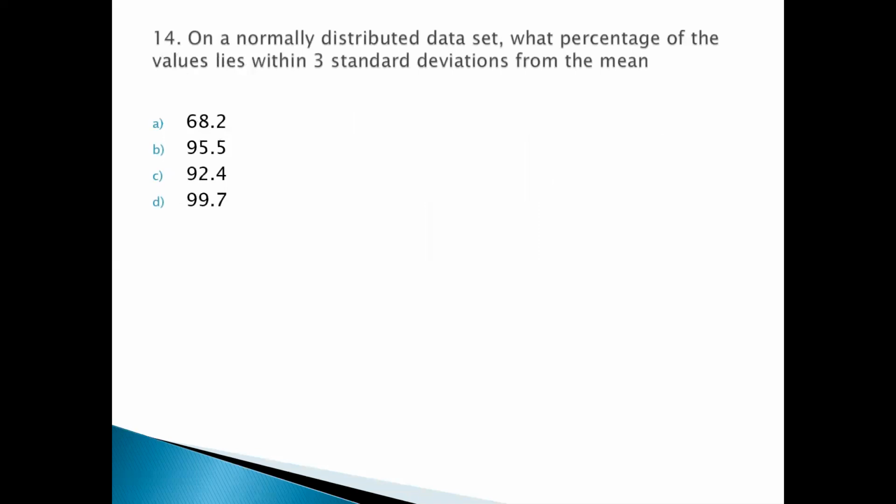On a normally distributed data set, what percentage of the values lies within 3 standard deviations from the mean? A, 68.2, B, 95.5, C, 92.4, and D, 99.7. Okay, the answer is D, and we're going to look at that chart again. 99.7% of the values in a normally distributed data set lie within 3 standard deviations from the mean.